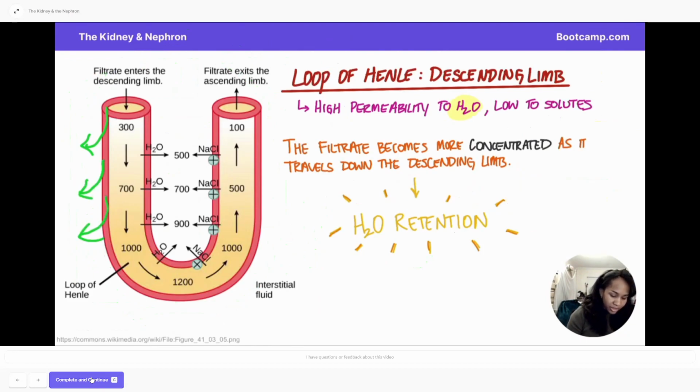We can also see this here. And why would that be important? Well, like we said before, we want to make sure that anything the body actually does need is kept, and anything that is truly waste is removed. As the filtrate is passing down the descending limb, any of the material that is currently in there is becoming more concentrated as the water is sucked out. And this is going to lead to water retention for us, right? Because water is being retained back in our blood.